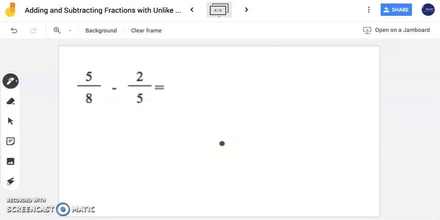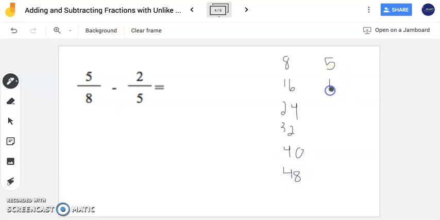Now in this problem here, we have 5/8 minus 2/5. What we just did with adding, finding the least common denominator, you're going to do the same exact thing for subtraction as well. So again, some of you might recognize the least common denominator, but I recommend listing out the multiples of 8 and 5 because they are my denominators. So I have 8, 16, 24, 32, 40, and 48. I'll stop there.